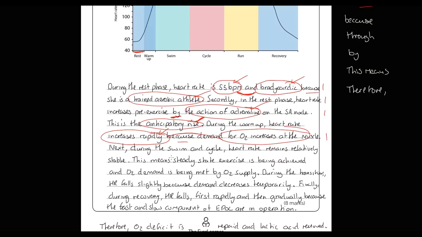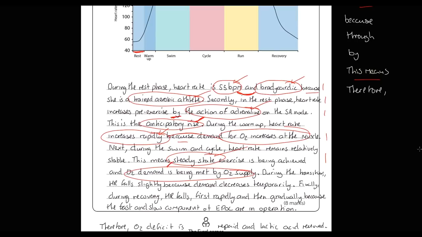You probably already realize that I'm now into the exercise or swim phase. During the swim and the cycle, heart rate remains relatively stable. This means, there's my language, it's steady state. Steady state exercise is being achieved and O2 demand is being met by O2 supply. Would I get another mark there? Or possibly it would connect up and make the same mark.